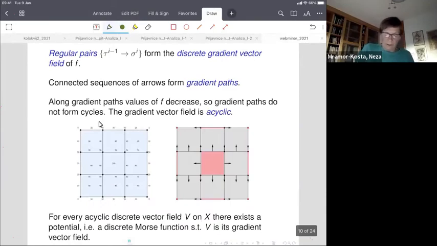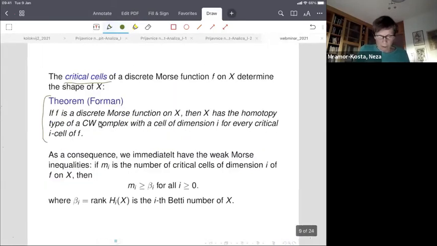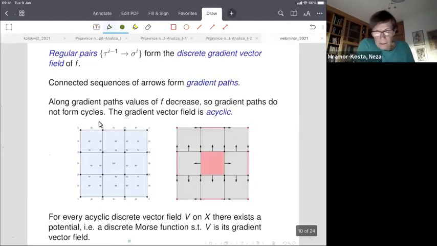Okay, so these are the critical cells. The critical cells are the ones which determine the shape of our complex, which tell us something about the Betti numbers, something about the homology of the complex. Okay, what about the regular pairs? The regular pairs altogether form something which we call the discrete gradient vector field of the function f.